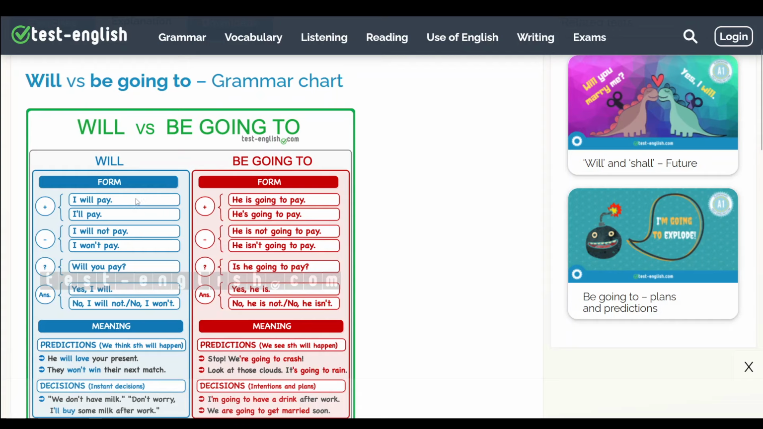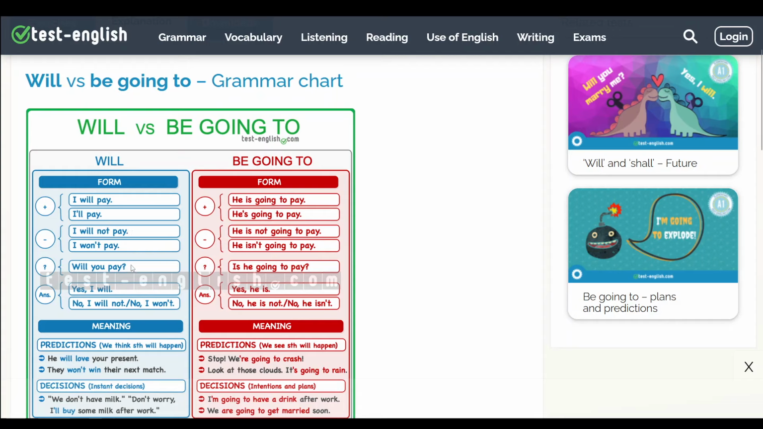So in the positive, we say I will pay. So will is followed by the infinitive without to. So we don't say I will to pay. We say I will pay. And the contraction is I'll pay. In the negative, I will not pay. And the contraction, I won't pay.